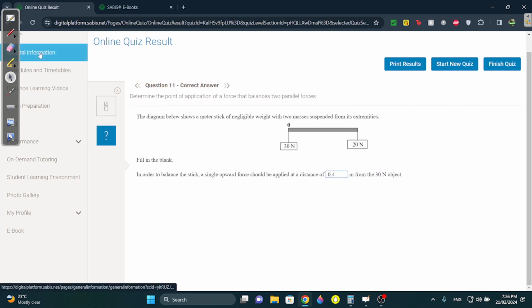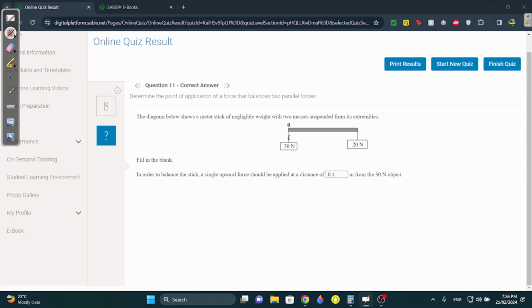Question 11. Okay, this is the one where you need to actually apply the rules to solve an equilibrium question. You have 30 newtons, 20 newtons, and it's a meter stick. A meter stick meaning it's all 1 meter. In order to balance the stick, and we want to make it equilibrium, we want to know where do we put the upward force, or where do we set the fulcrum. They want to know where we should put the upward force.